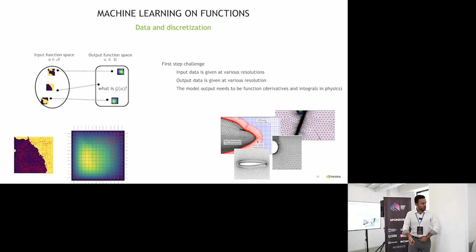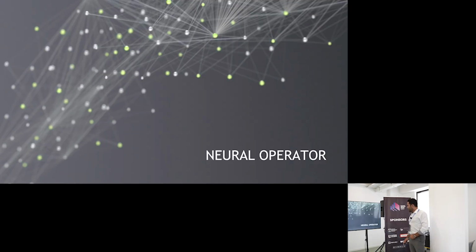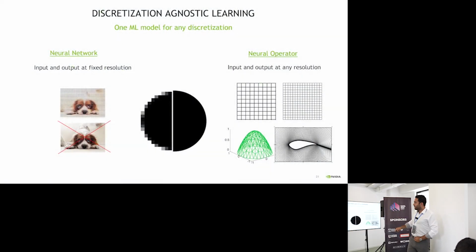How do we do machine learning, or how do we invent the foundation of machine learning when the data is function? So we know what neural networks are. Now we want to talk about neural operators. Neural operators are a generalization of neural networks to operator learning where the data is function.